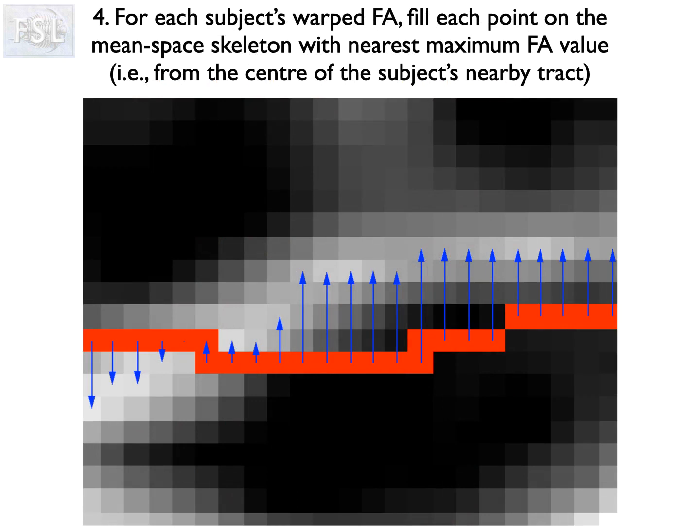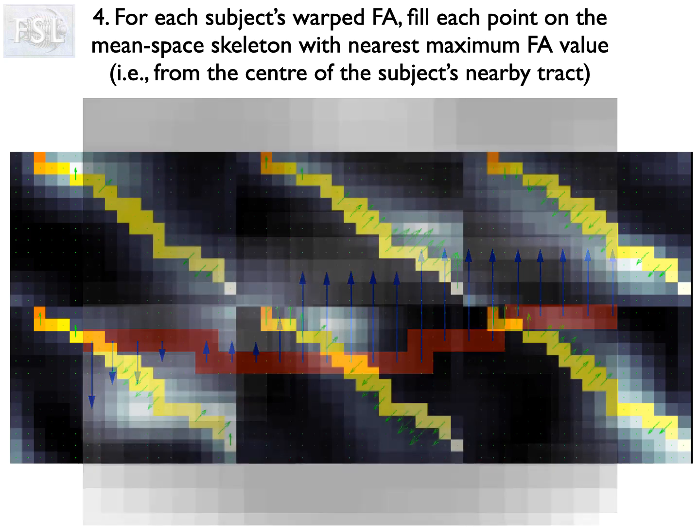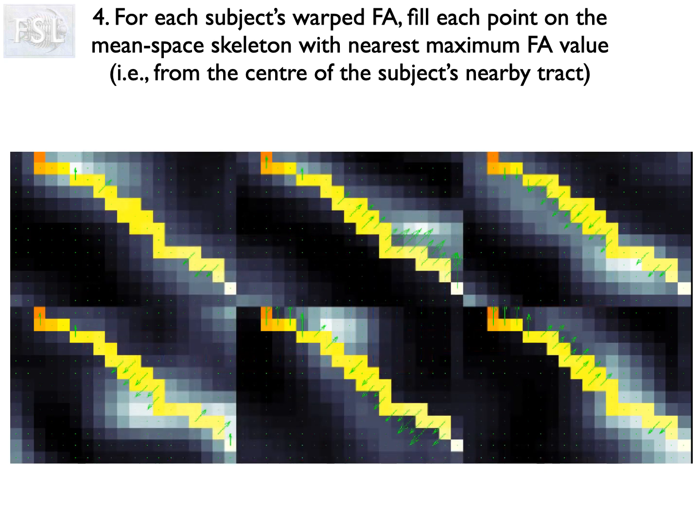The problem of misalignment is solved at the single subject level. For each subject's aligned FA, for each voxel in the skeleton, in red, we move perpendicular to the skeleton, indicated by the blue arrows, and search for the peak FA value, which we then sample as the value for this location in the skeleton. This should be the value for the center of the tract. So now we have a center of the tract correspondence for each voxel in the skeleton across subjects. And this shows how we do that with a number of different subjects.